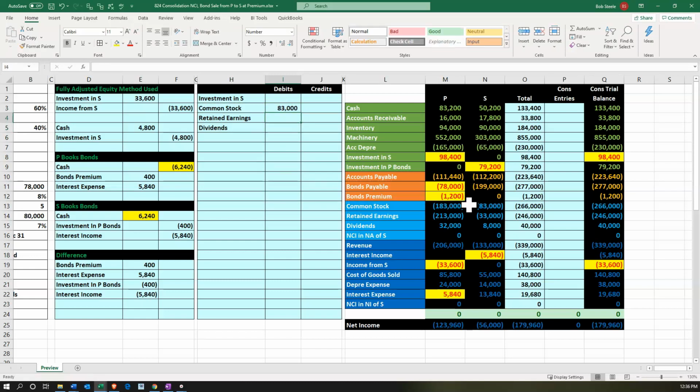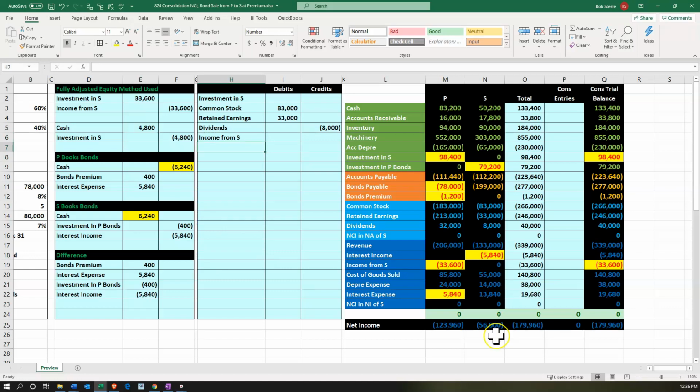So we're going to debit that. Retained earnings is on the books as a credit, so we're going to debit it to remove it. And then we have the dividends on the books at a debit, so we're going to credit the dividends to remove them. Then we have the income from S.